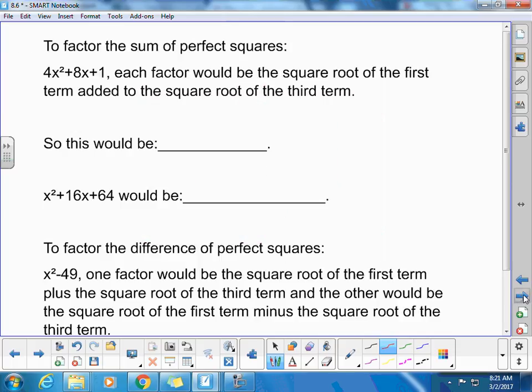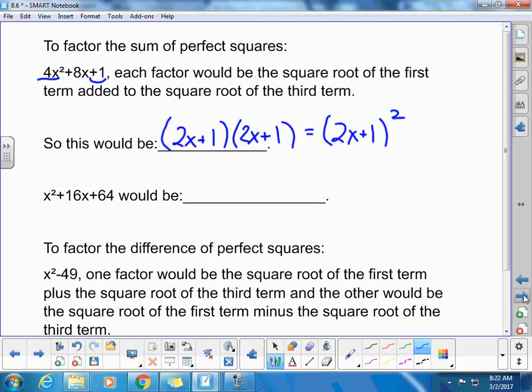So to factor the sum of perfect squares, which would be like, for example, 4x squared plus 4x plus 1. So 4 is a perfect square, 1 is a perfect square. Each factor would be the square root of the first term added to the square root of the third term. So this would be the square root of our first term, which would be 2x, added to the square root of our third term, plus 1, and 2x plus 1, which we could write as 2x plus 1 quantity squared.